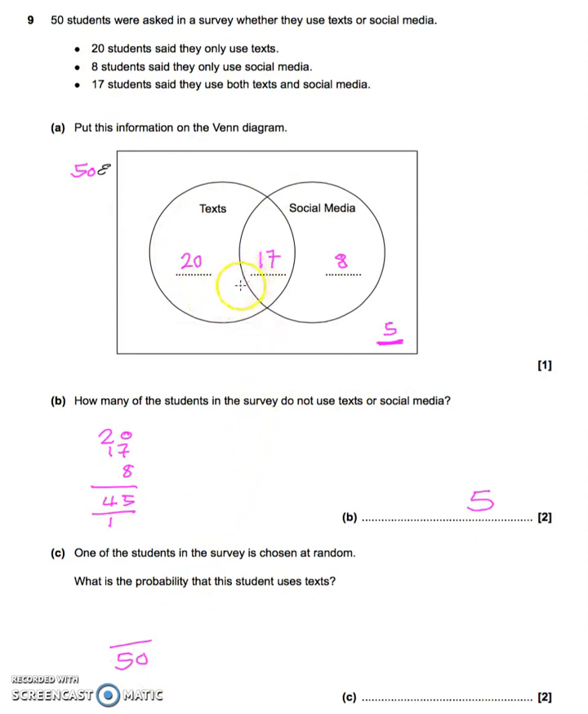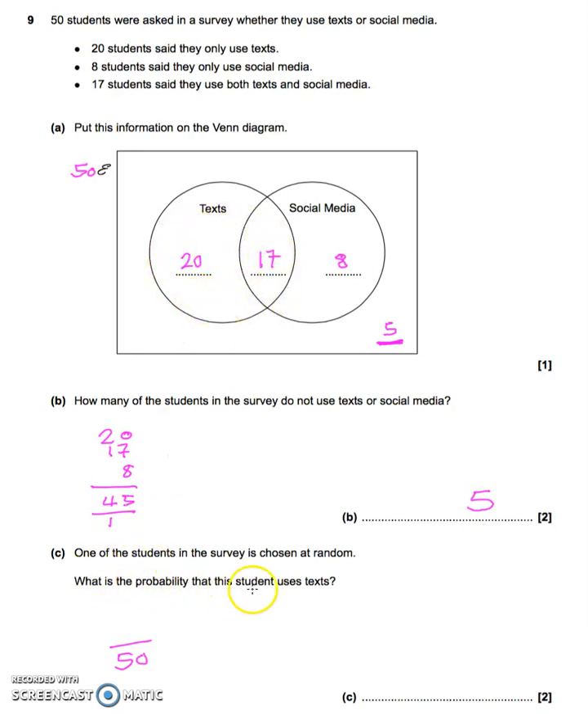Sometimes they ask you questions and they're out of a particular number, so it could be out of the people that just like texts, what's the probability that they use social media as well. So it could be a more trickily worded question, but this one's fairly simple.